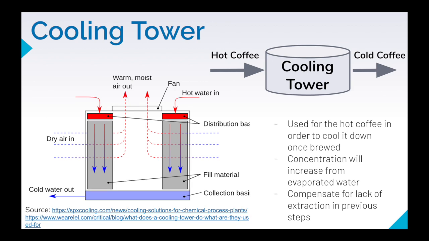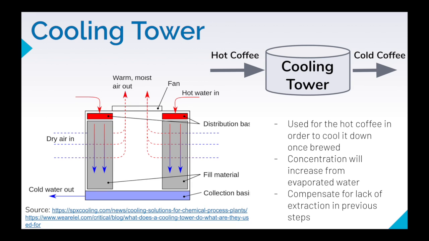Once the coffee is brewed, we plan to use a cooling tower for the already brewed coffee in order to cool it down before it gets sent to packaging. A cooling tower takes in hot water and uses sprinklers in order to allow the hot water to be exposed to dry air, as seen in the red part of the picture. Then once it has all settled down to the bottom, the heat is sucked out of the tower using a fan and sent into the atmosphere.